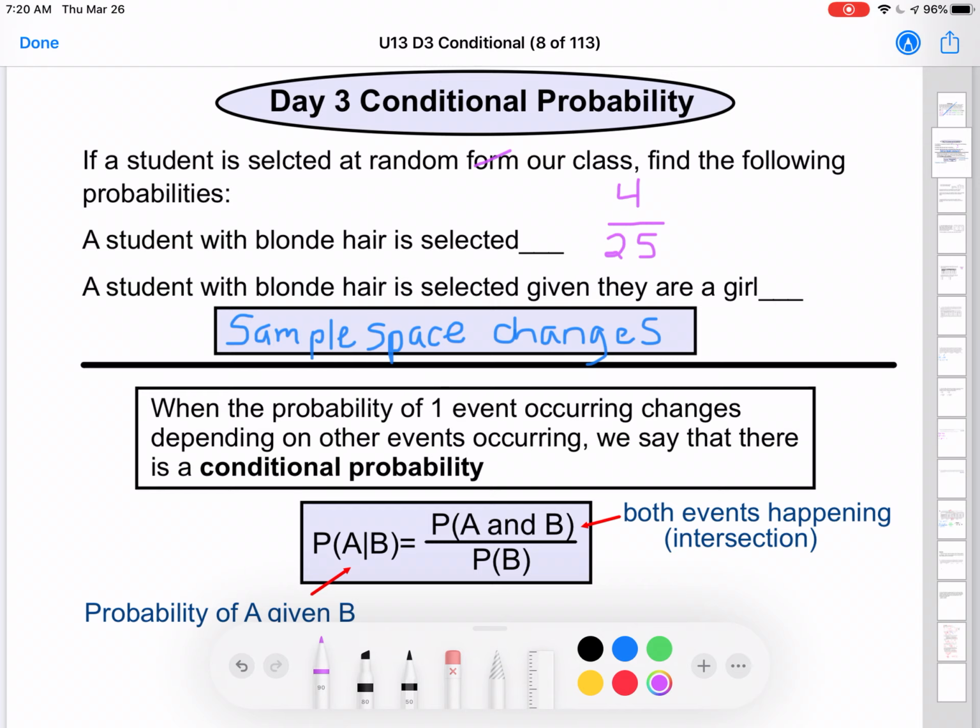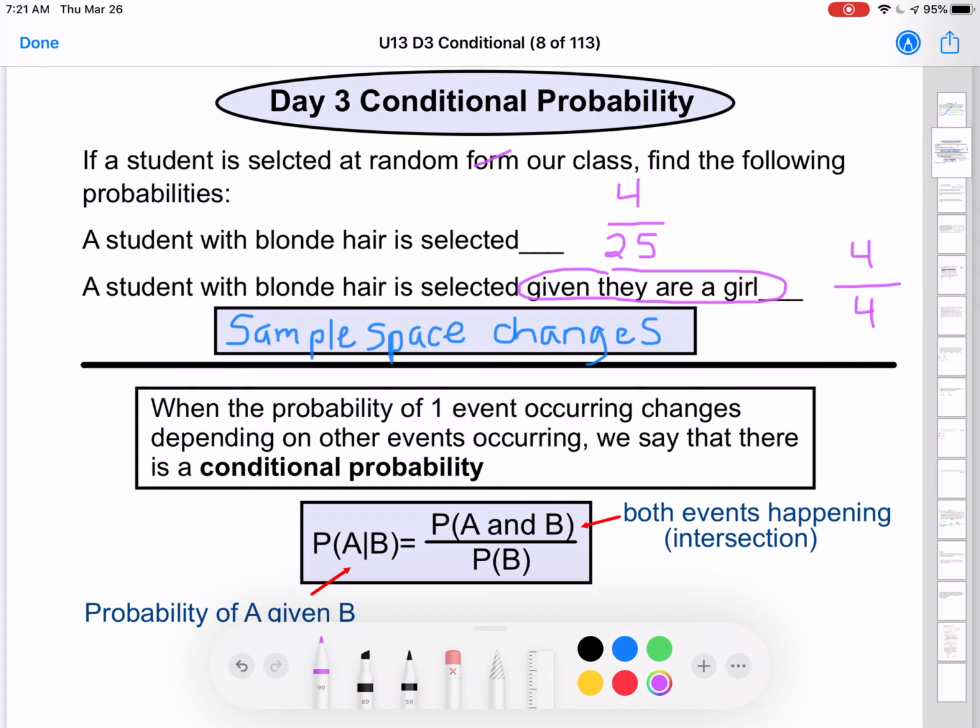But now I'm going to change the probability. Instead, I'm going to say, if one student is selected from our class, find the following probability. A student with blonde hair is selected given that they're a girl. This changes my sample space. This puts a special condition on it. This means I can only pick from girls and then see who has blonde hair. So my sample space changes. If I go back through, those were all 4 girls. So the probability would be 4 out of 4, so it would be 100.